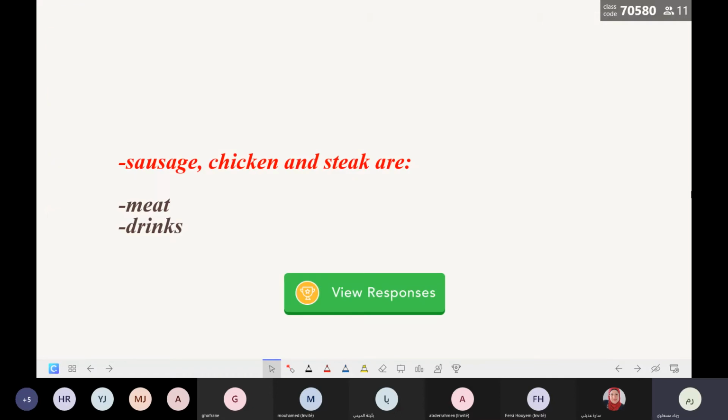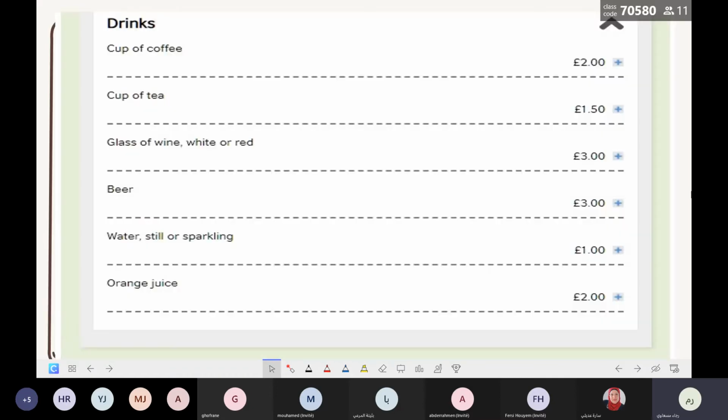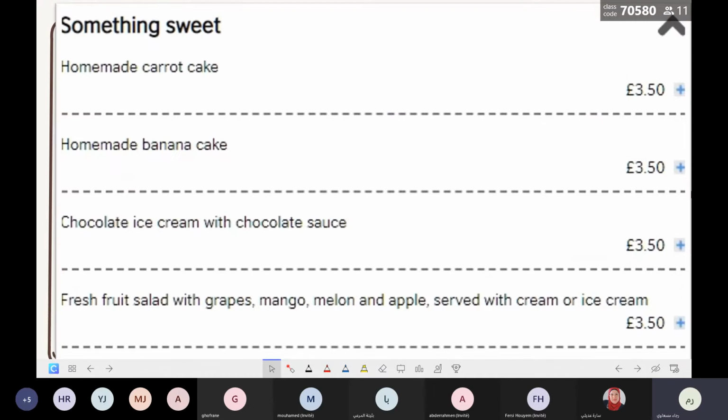So before moving to the activity, I would like to work a little bit on your pronunciation. So I will repeat the list of dessert and I need someone to repeat. So you have homemade carrot cake, 3.50 or simply 350, okay? 350 pounds. Homemade banana cake, 350 pounds. Chocolate ice cream with chocolate sauce, 350 pounds.